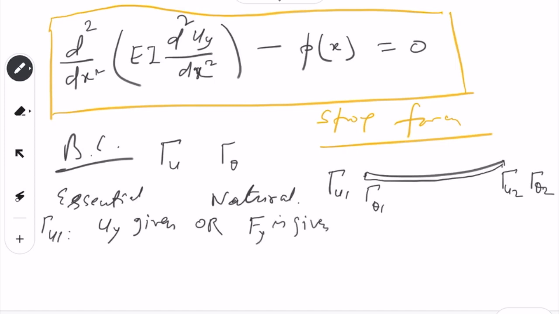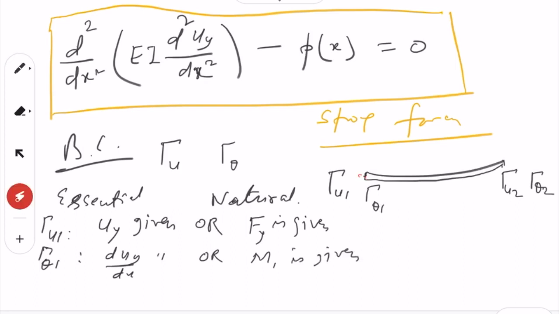Or gamma theta1, let's call it. So theta is given, meaning that duy over dx is given, or the moment M is given. M is given means there may be a bending moment given here. So the bending moment is given.